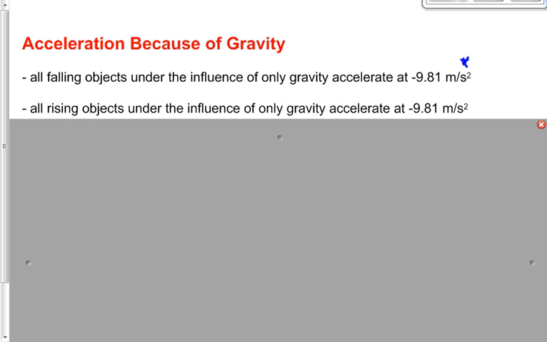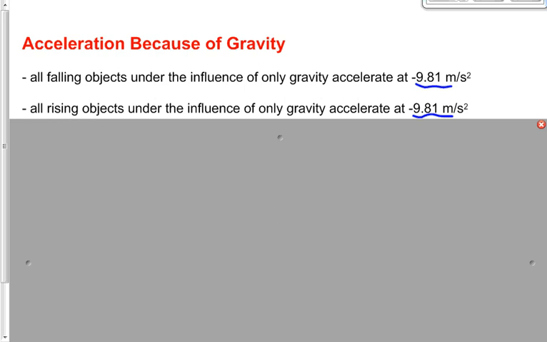Now, similarly, all objects that are rising will also accelerate at negative 9.81 meters per second squared. So if I drop a ball from the top of a building, it'll fall at negative 9.81. If I throw a ball up in the air from the ground, it will rise at an acceleration of negative 9.81. Can anybody explain how, first of all, the rate of both of them, the falling and the rising, is 9.81, and second of all, why it's negative for both of them?